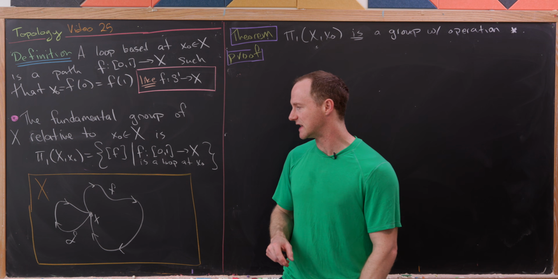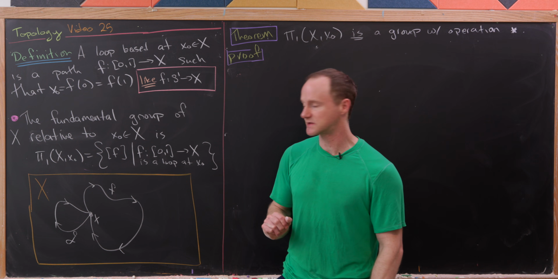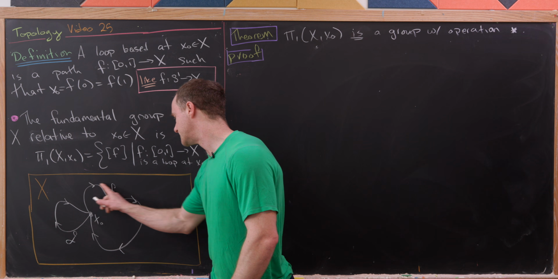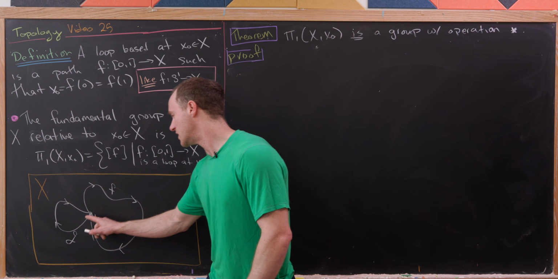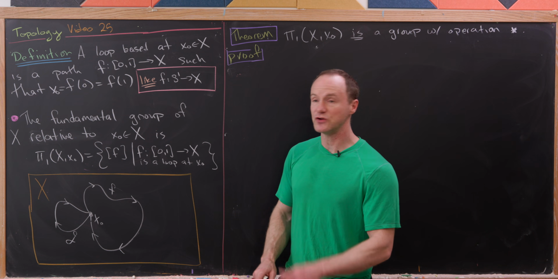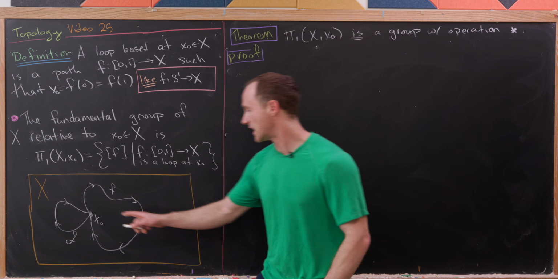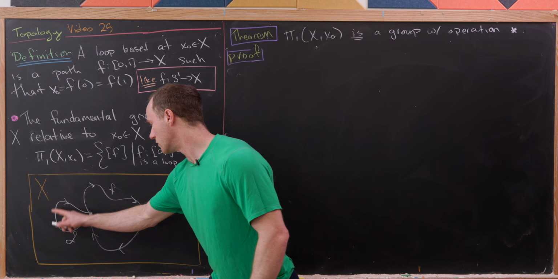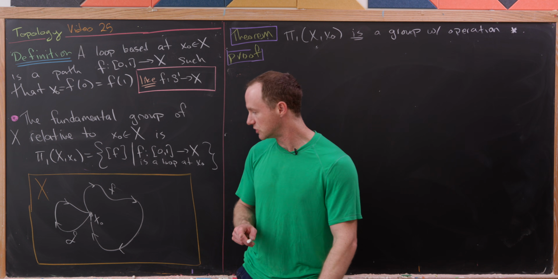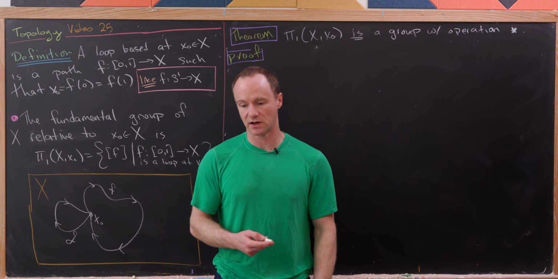Okay, so here's the idea. Here's our space X. Here we've got a loop f, which is based at x naught. We have another loop g based at x naught. And if you star them, you're going to get f followed by g. That's the operation here. So notice that still gives you a loop based at x naught.